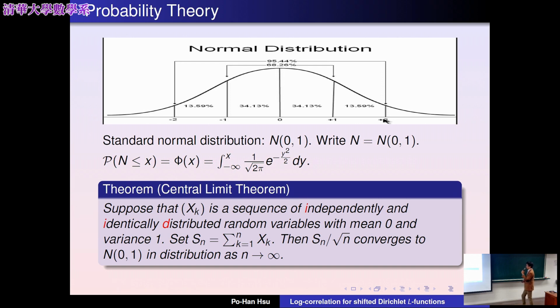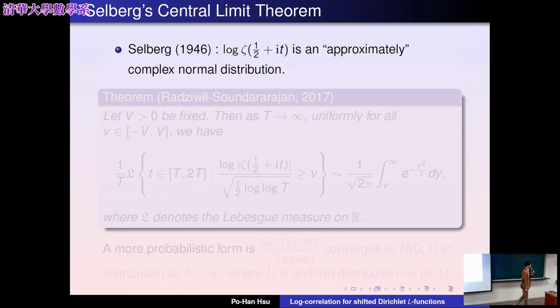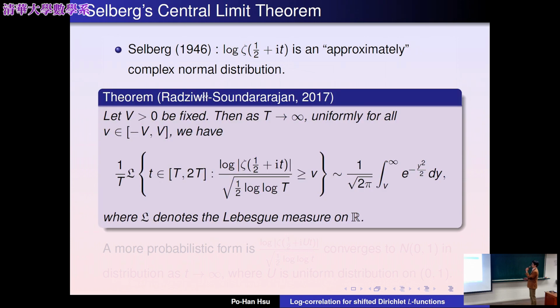Okay. So now you may wonder why I mentioned all of this, because in 1946, the great Selberg proved this thing. If I have the Riemann zeta function, you consider it on the critical line, you take log. So it is a complex valued function. And this guy, when little t goes to infinity, is approximately like a complex normal distribution. So just like this one, okay. But complex. And this theorem is nowadays called the Selberg central limit theorem because it goes to the normal distribution.